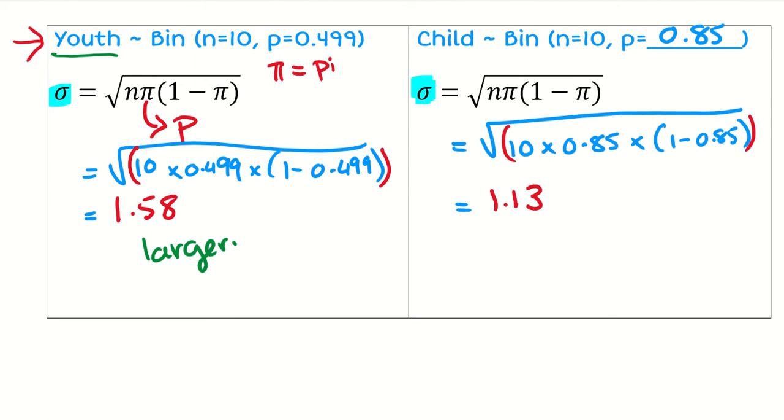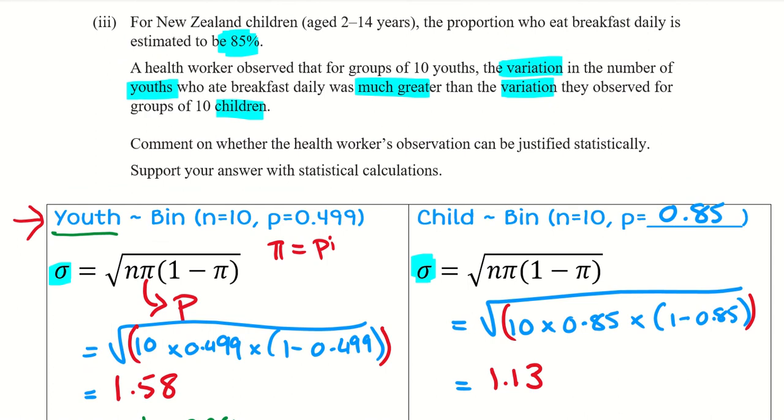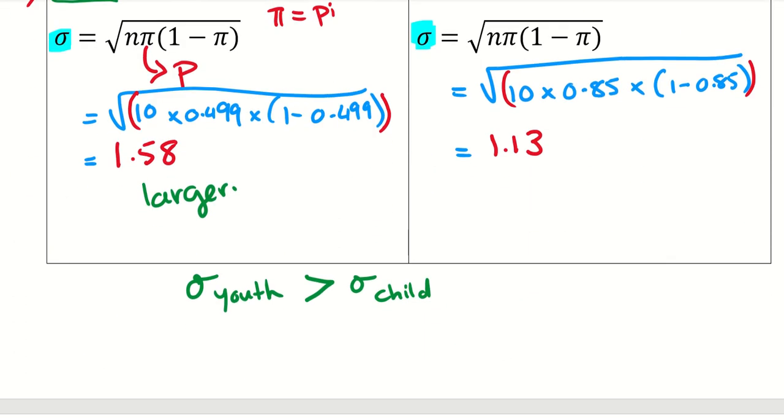So I'm going to make that little note that the standard deviation of the youth is more than the standard deviation of the child. I can write that mathematically like this, or I could write that in a sentence. That would be fine. Then we need to comment on whether their observations can be justified. So they observed that the variation in youth was much greater than the variation in the children. When I look at these, we know that the variation in the youth is bigger than the variation in the child. And so now we need to make a comment whether we agree or disagree with this.